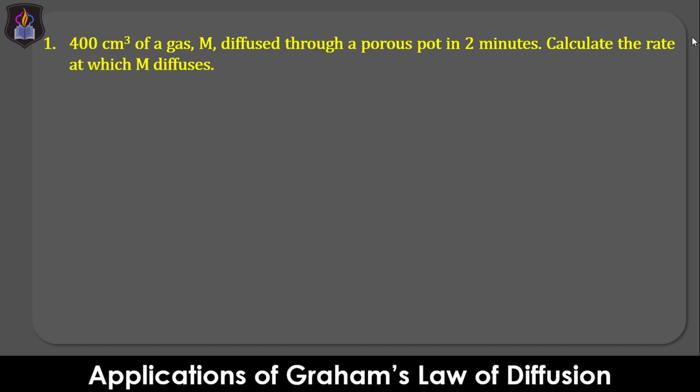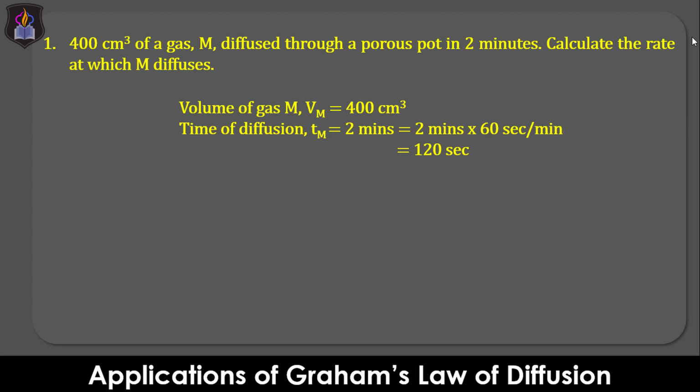Question 1. 400 cm³ of a gas M diffused through a porous pot in 2 minutes. Calculate the rate at which M diffuses. This is a simple and direct question that requires us to calculate the rate of diffusion of a gas using volume and time. So from the information provided, the volume of gas M, Vm, is 400 cm³, while the time of diffusion of gas M, Tm, is 2 minutes, which equals 120 seconds.